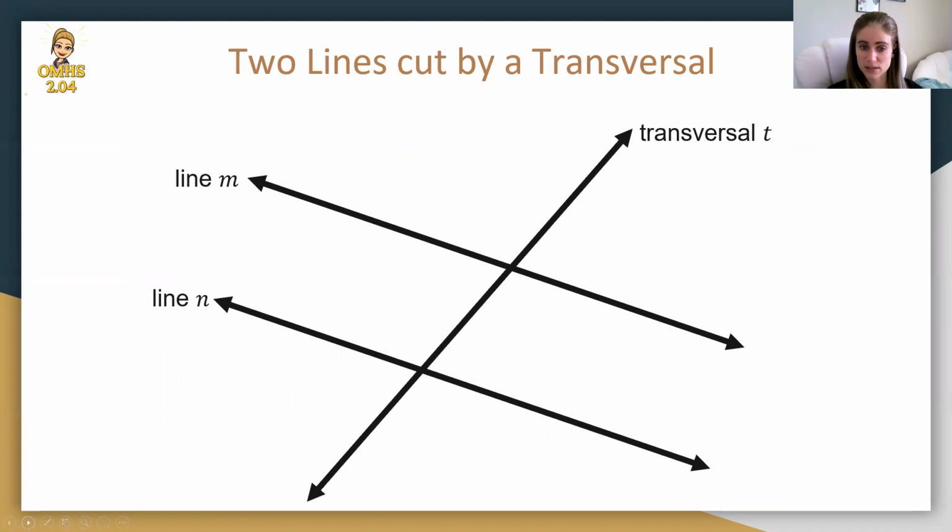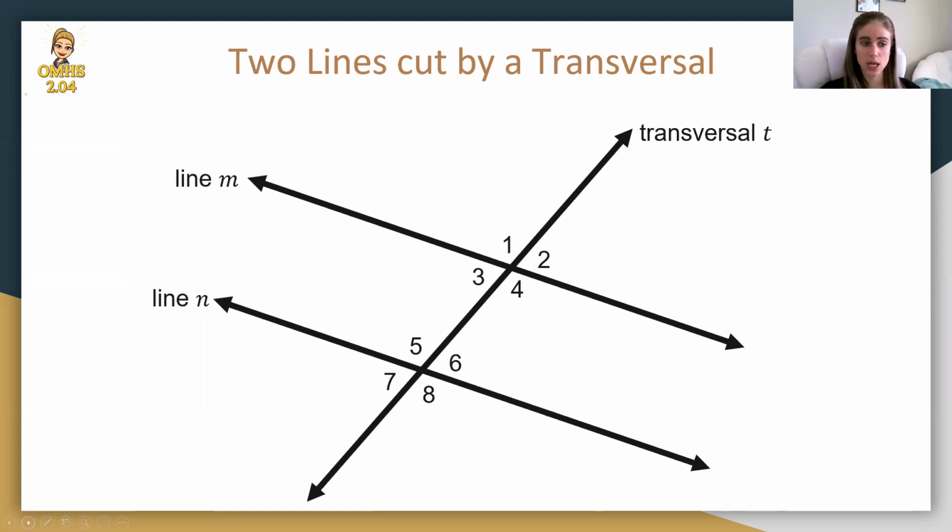Next, we have a transversal. At this point, all you need to know is that a transversal is a line that cuts through them. So notice that it intersects, it goes through, it passes through my other 2 lines. So that right there is our transversal T.